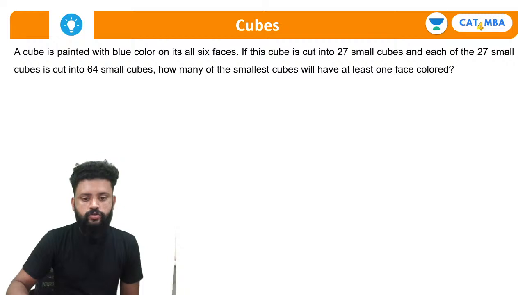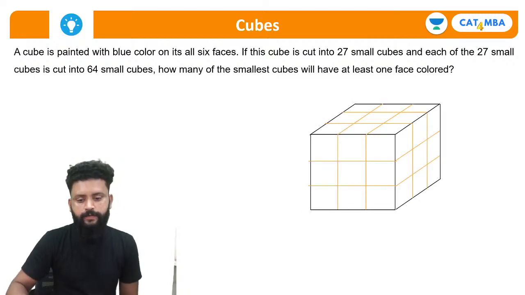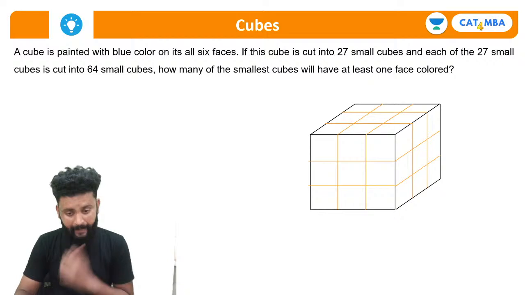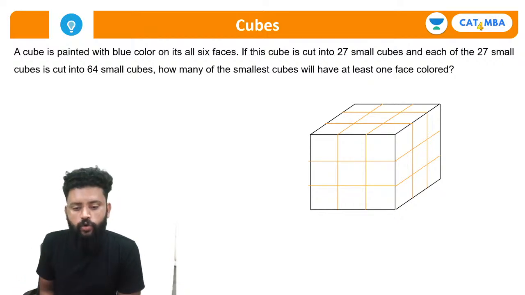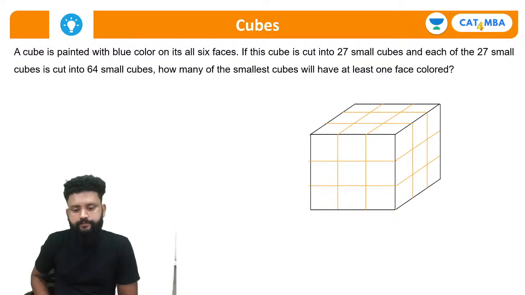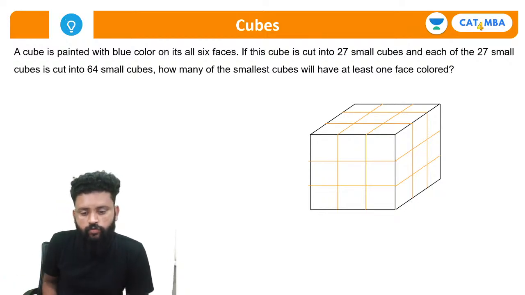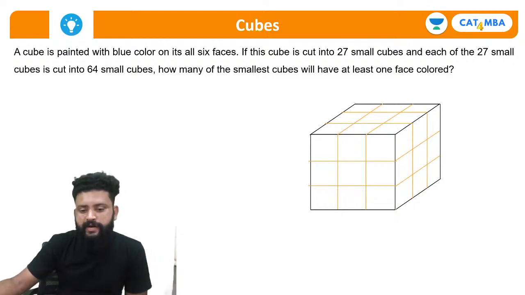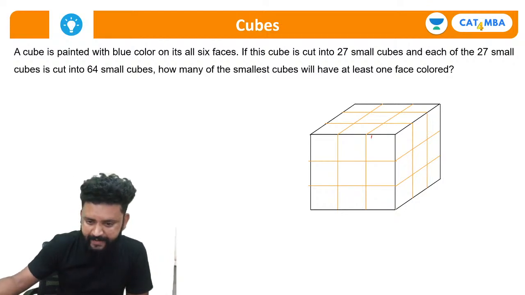Okay guys, so take one big cube, cut it into 27 small cubes. Now if you go on counting these numbers in a straightforward way, what do you need to do? 27 small cubes. Then I will cut these small cubes into 64 small cubes.